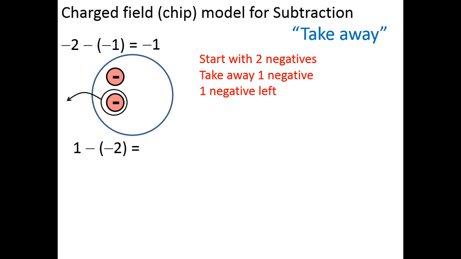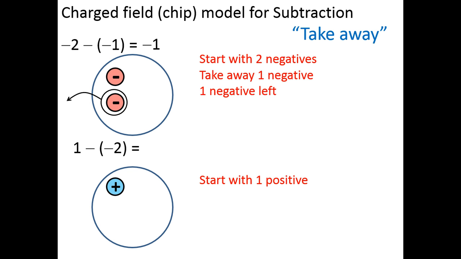How about 1 minus negative 2? So in this case, the 1 means we're starting with 1 positive chip. And then we're subtracting from that negative 2, which means we need to take away 2 negative chips, but we don't have 2 negative chips in the field. So this is where those plus minus pairs are going to come into play again.